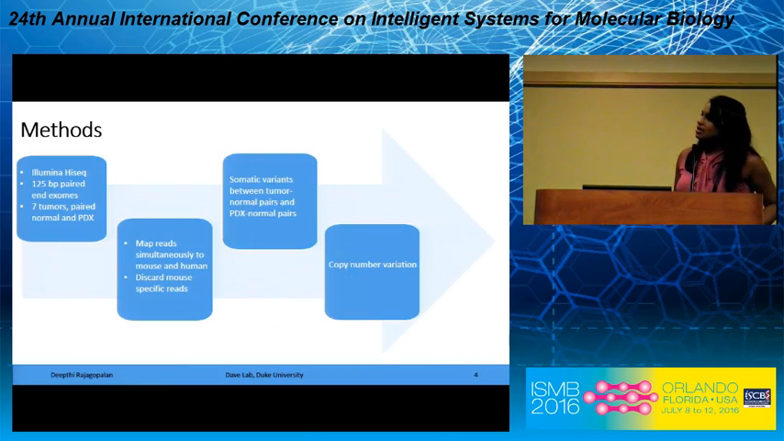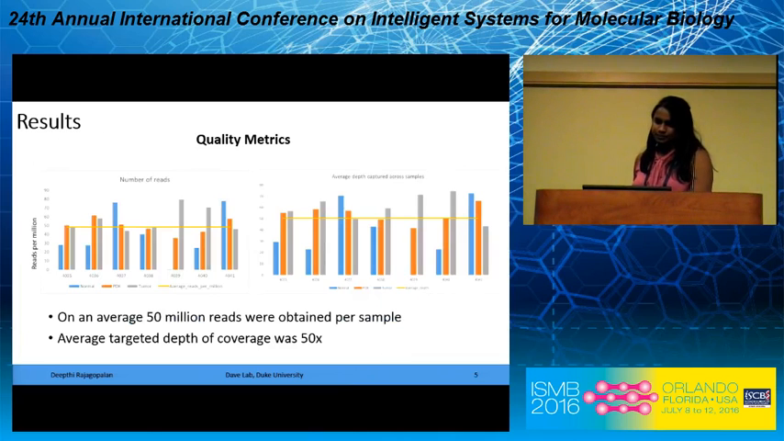So for this project, we started out with Illumina HiSeq, 125 base paired exomes. We had 7 tumors with their paired normals and PDXs. So in the first step, we mapped simultaneously the samples to mouse and human genome. Anything that mapped to the mouse genome was discarded, and we looked for somatic variants in those that were specific just to humans, and also looked for copy number alterations.